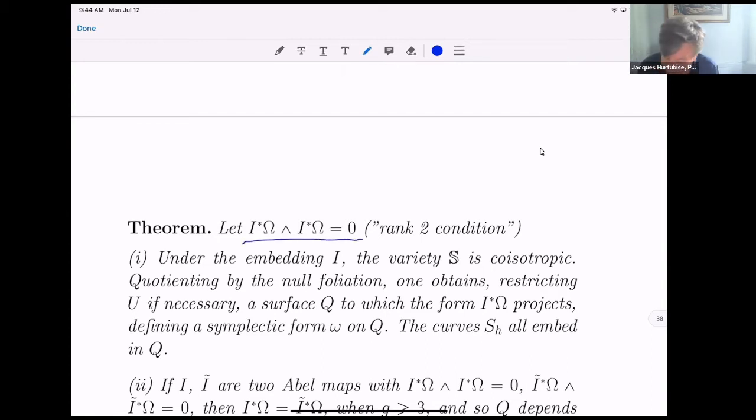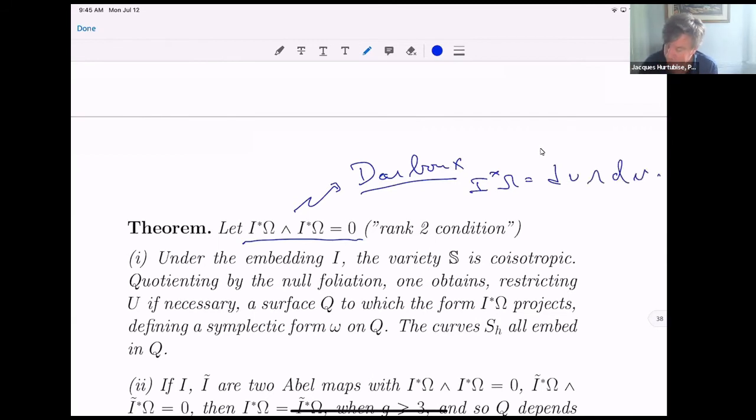It can't actually vanish, and that's just a consequence of the fact that there's always a differential form on a curve that's non-zero at a point. But it can have minimal rank, and suppose it's uniformly minimal. And so what this means basically, and it's a theorem that goes back to Darboux, is that I star of omega is just du wedge dv for some form locally. In slightly more elaborate terms, under this embedding, the variety is coisotropic, and you can quotient by null foliation.